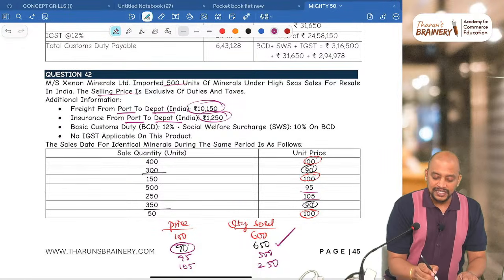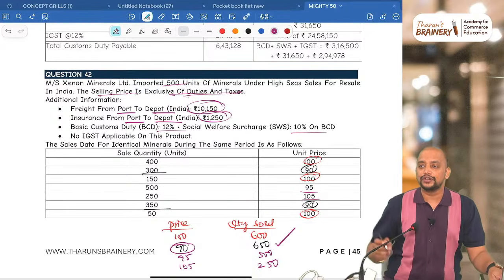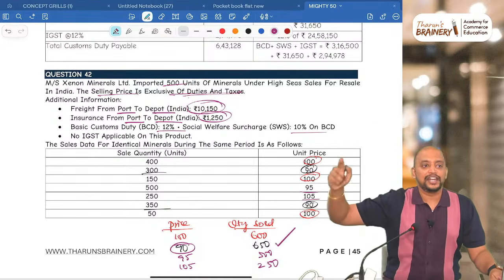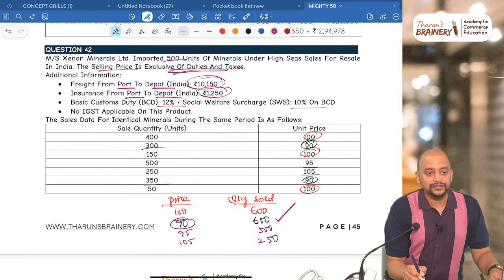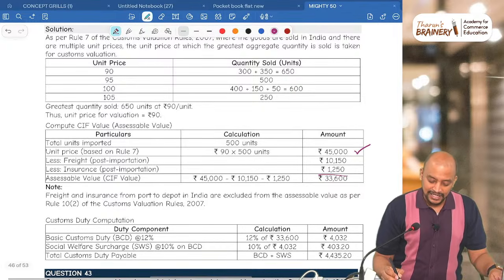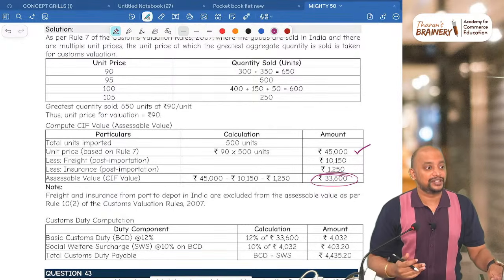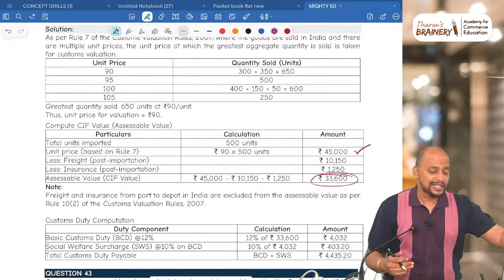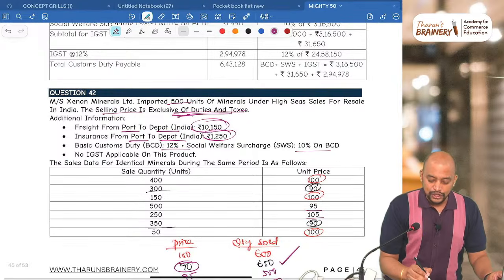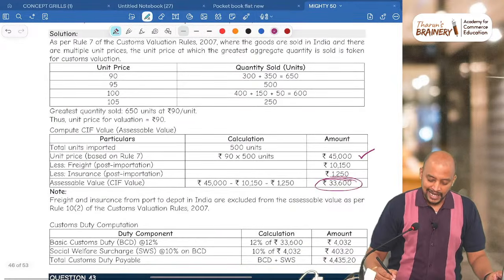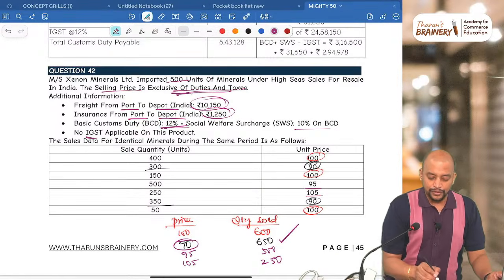No, the selling price is exclusive of duties and taxes. So this customs duty is a trap. What you will do, you will calculate customs duty on that and eliminate it, but your answer will be wrong because it is already exclusive of duties and taxes. So 33,600 will be taken, and on that only you need to compute the customs duty. That itself is the value because that is exclusive of taxes, duties, etc. On that you need to compute customs duty, basic customs duty 12% and social welfare surcharge, and we don't have any IGST, so therefore it will be taken.